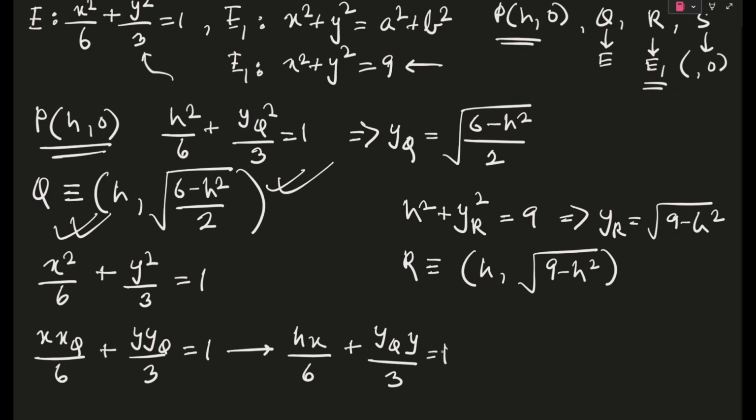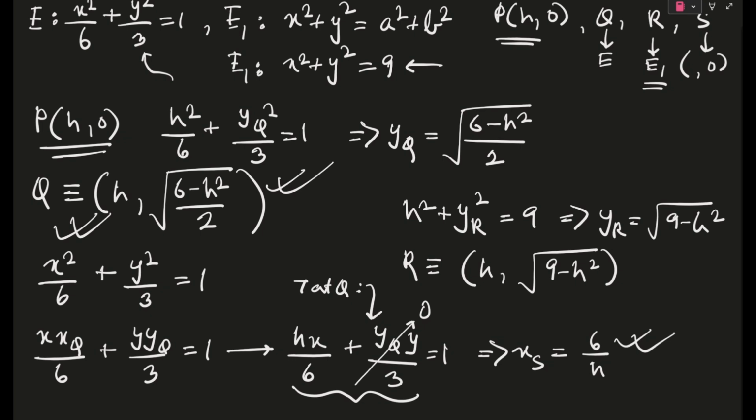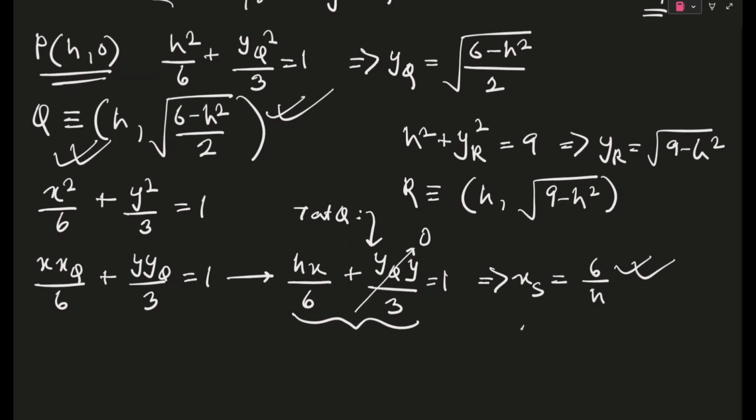Okay, so if we evaluate this, see, it is lying on the x-axis, this was said. So basically this term will actually go to 0. That means from here you will get your xs as 6 by h. Okay, this was actually the equation of the tangent at Q, and from here you get xs as 6 by h. So basically your S point has now come out to be (6 by h, 0). Okay, so guys, I guess we have all the points ready now.